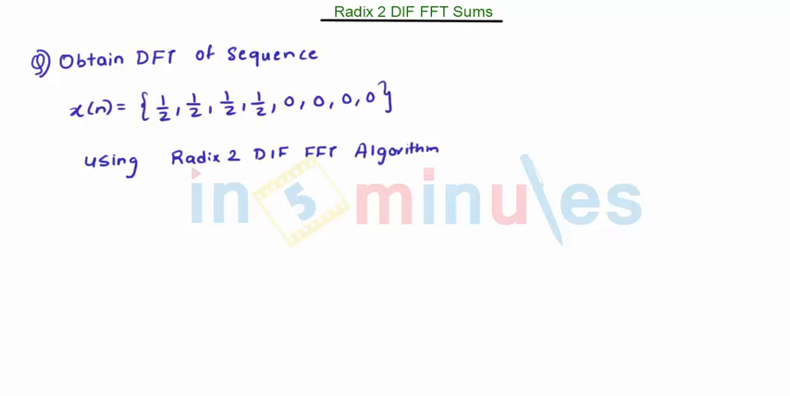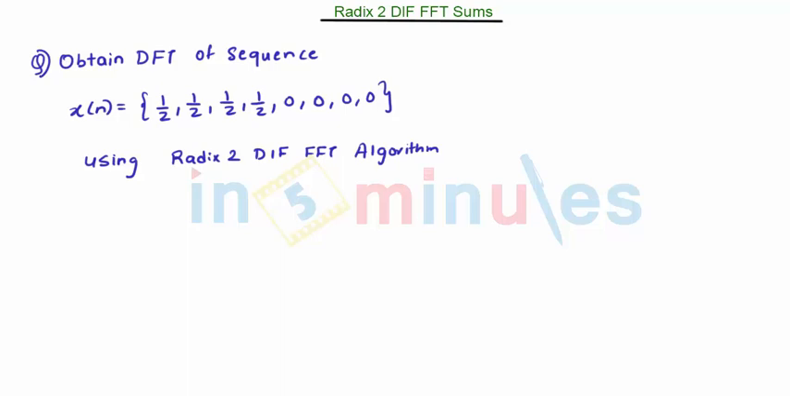In this video we are going to solve the sum that is based on radix-2 DIF FFT. Let us have a look at the question. The question is, obtain the DFT of the sequence, that is, the first four terms are half and the rest are all 0. We have to use the decimation in frequency FFT algorithm. Here, capital N, that is the period, is 8, that is the number of terms.